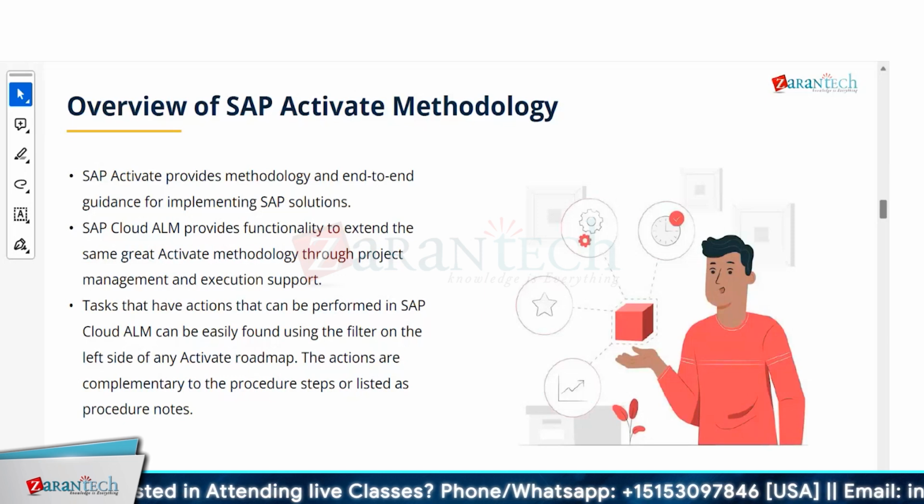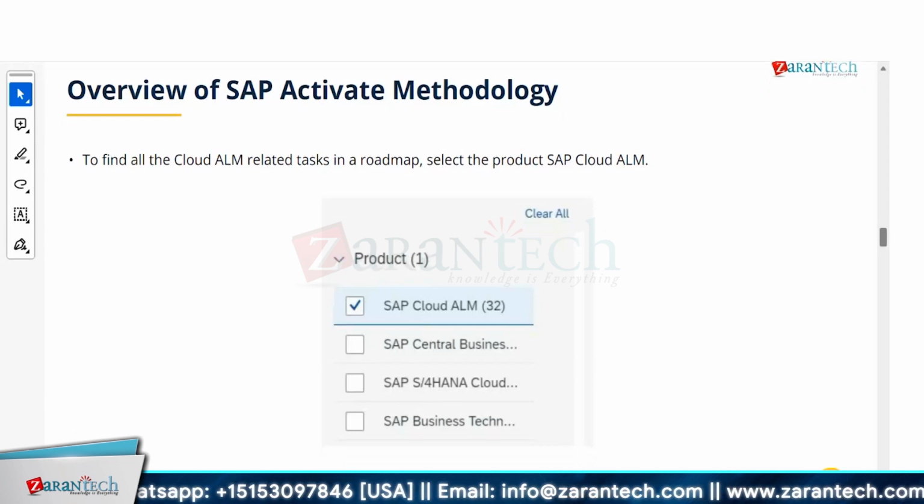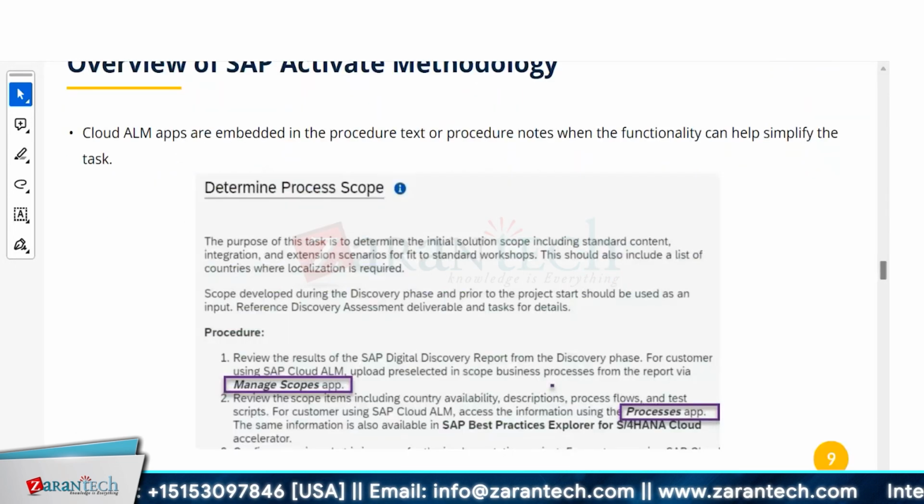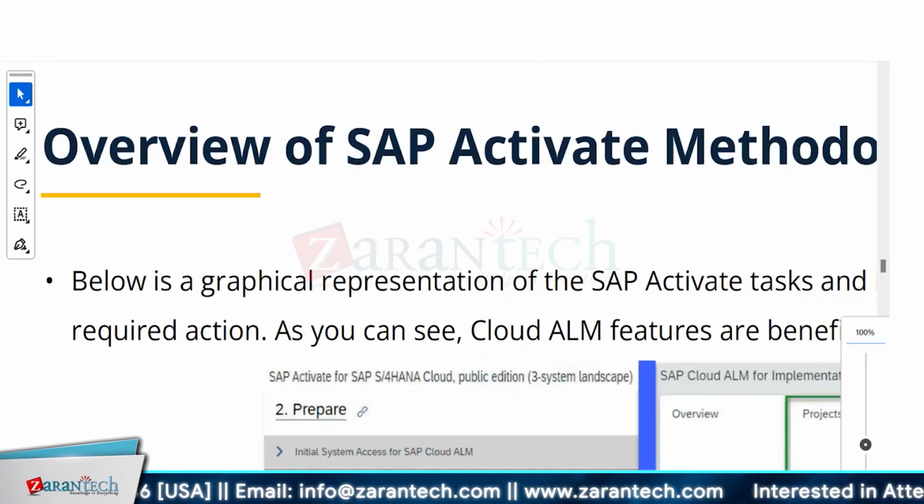Okay, so again I think we have covered this. So in Cloud ALM you can just go and select the SAP Activate roadmap here, you can select the roadmaps available. Okay, so yeah, this is fine. Yeah, this is the screen. Okay, one second. Just expand it a bit.